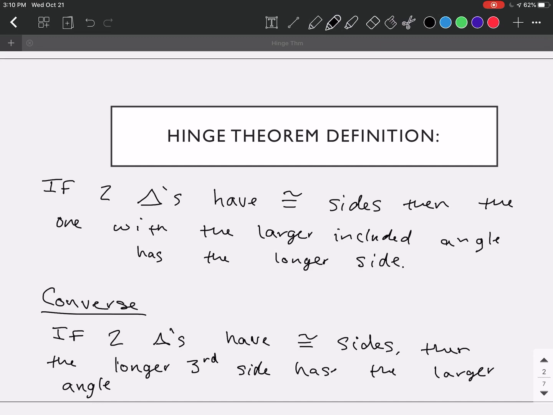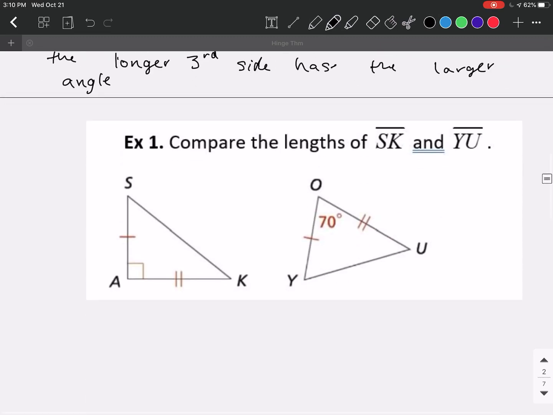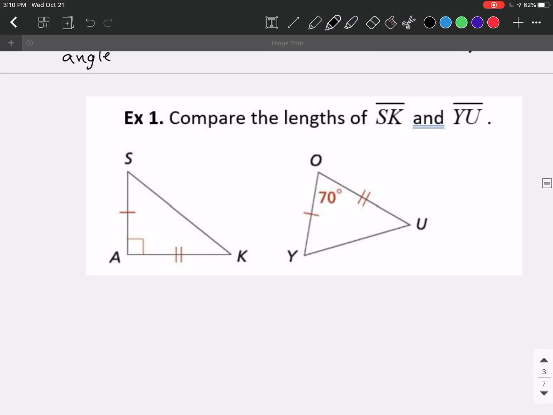So let's put this into an example. So we're going to compare the lengths of SK and YU. So notice I have SA and OY are marked as congruent. I also have AK and OU marked as congruent. So if we take a peek though, I have A, right? And A is opposite of SK. And then I have O, which is opposite of YU.